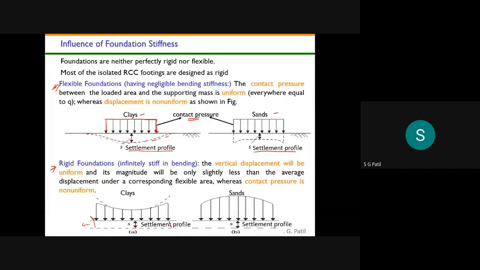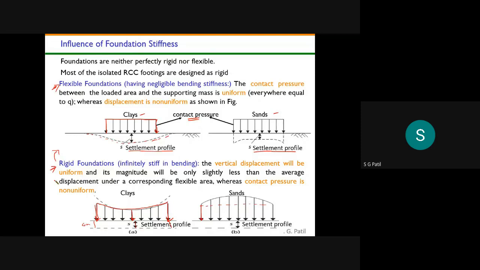In the rigid foundation case, we have uniform settlement, but the contact pressure is not uniform. It is varying. In clays it will be more at the edges and smaller at the center, whereas in sands at the center the contact pressure will be higher, and at the edges it will be lesser.